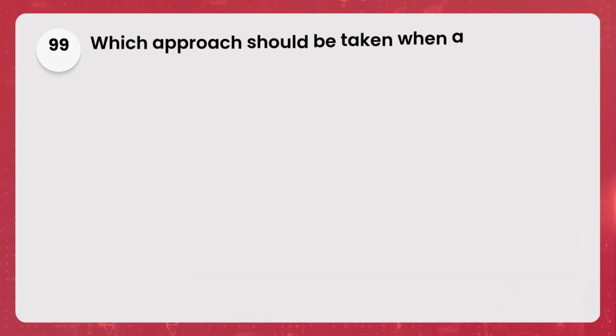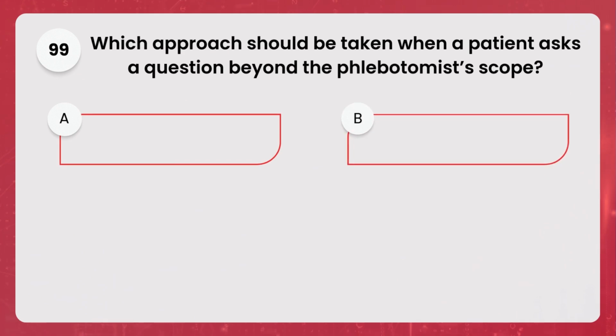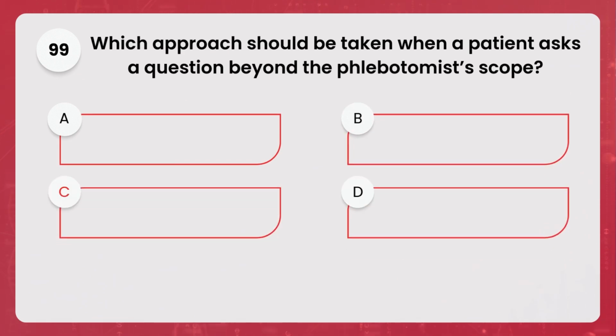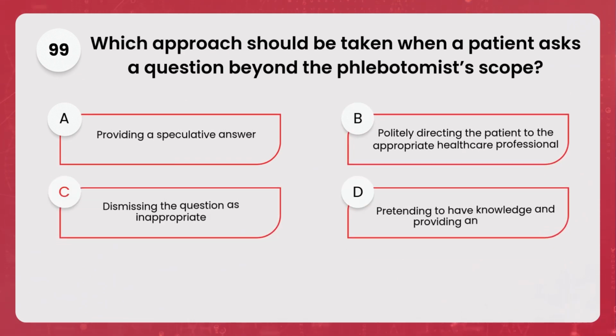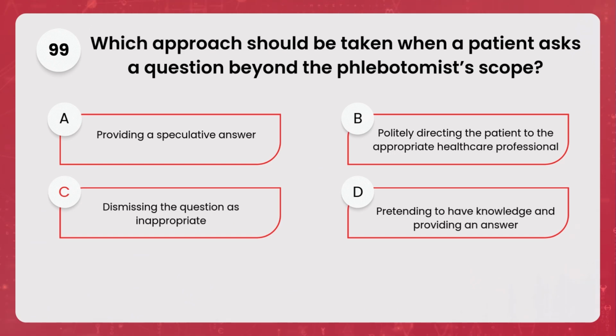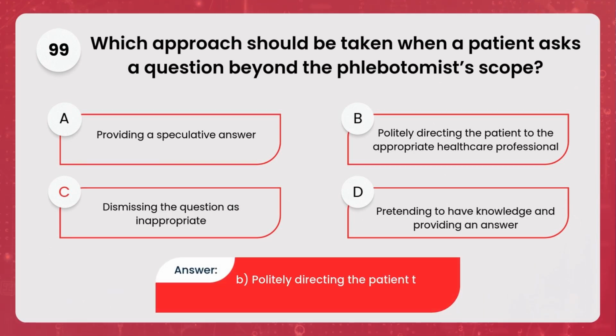Number 99. Which approach should be taken when a patient asks a question beyond the phlebotomist's scope of practice? A. Providing a speculative answer. B. Politely directing the patient to the appropriate healthcare professional. C. Dismissing the question as inappropriate. And D. Pretending to have knowledge and providing an answer. The answer is B. Politely directing the patient to the appropriate healthcare professional.